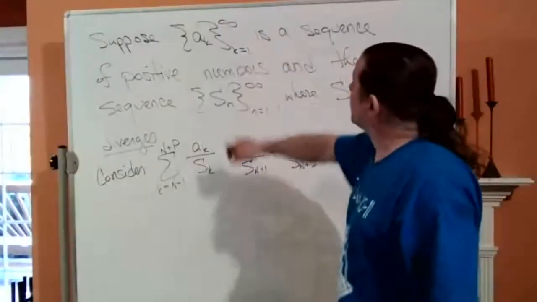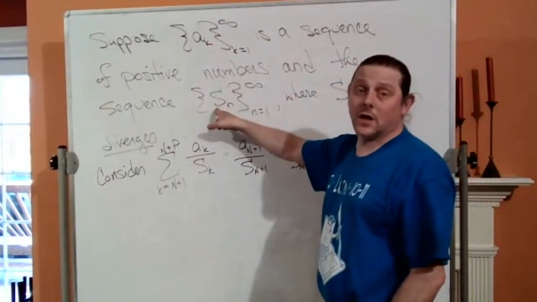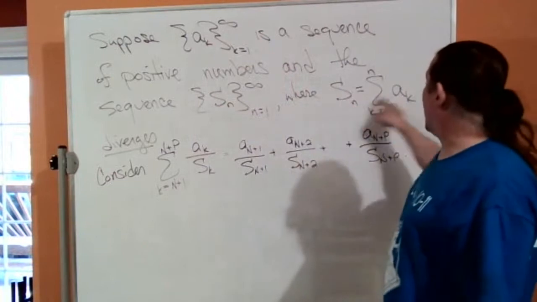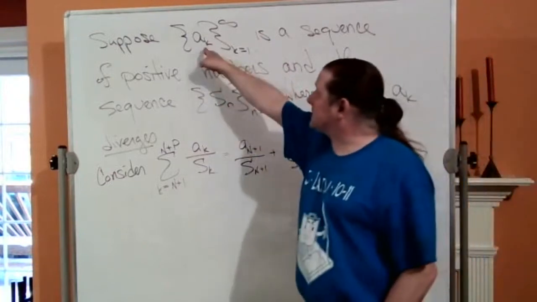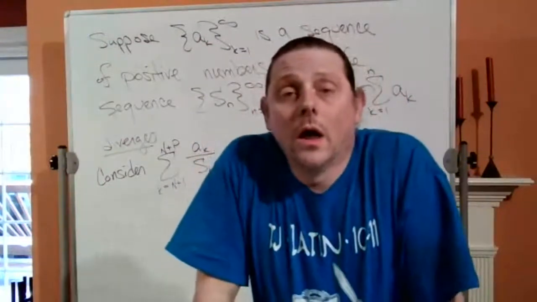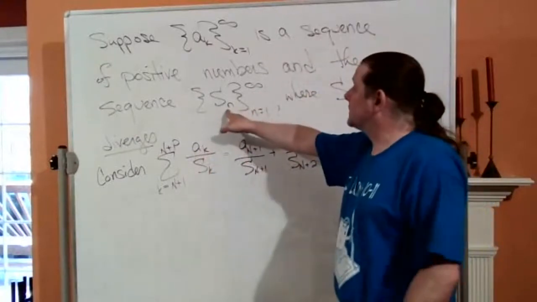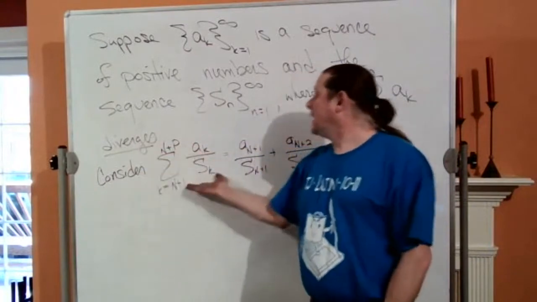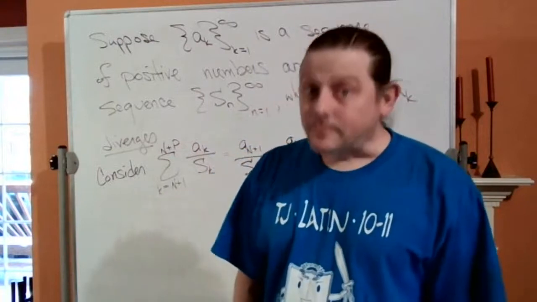All right, so suppose that we've got a sequence of positive numbers, and we look at the sequence of partial sums of that sequence. So Sn is the sum of the first n terms in this sequence. And let's suppose, furthermore, that the series, this sequence, diverges. All right, and now what I want to consider is a tail of a new series.